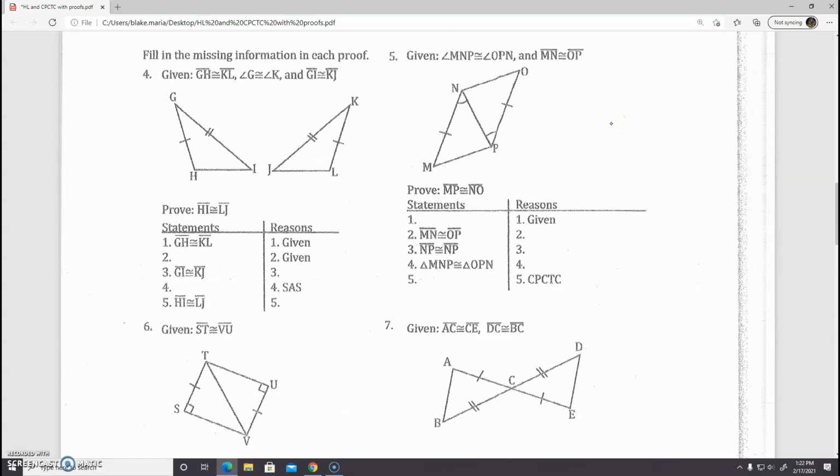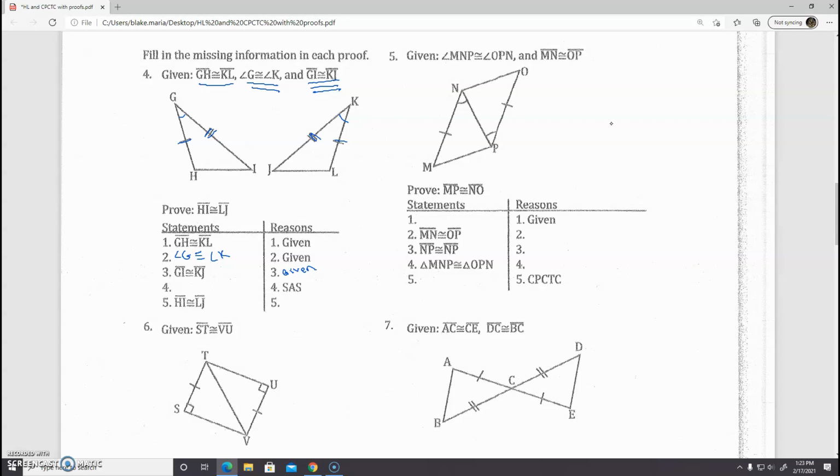So let's look at the first one. So it says given GH is congruent to KL, GH gets a tick, KL gets a tick. And given angle G is congruent to angle K. Sometimes you gotta mark some missing stuff here. So angle G is congruent to angle K. That was given. And they give you a lot of stuff here. GI is congruent to KJ. So again, always mark with tick marks. And again, that was given. So we started with a lot of givens.